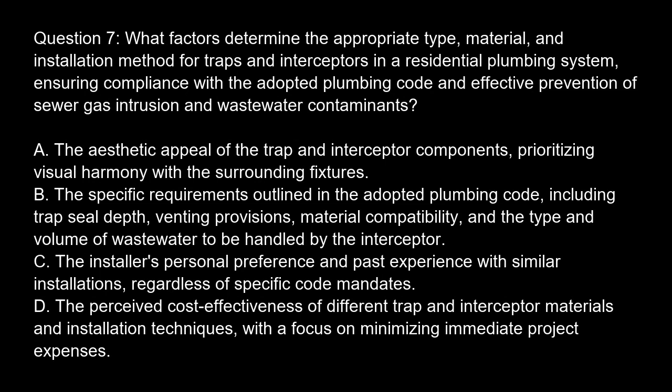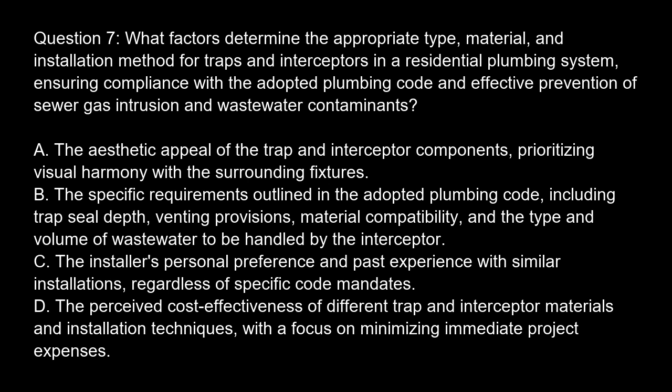Question 7. What factors determine the appropriate type, material, and installation method for traps and interceptors in a residential plumbing system, ensuring compliance with the adopted plumbing code and effective prevention of sewer gas intrusion and wastewater contaminants? Option A. The aesthetic appeal of the trap and interceptor components, prioritizing visual harmony with the surrounding fixtures.